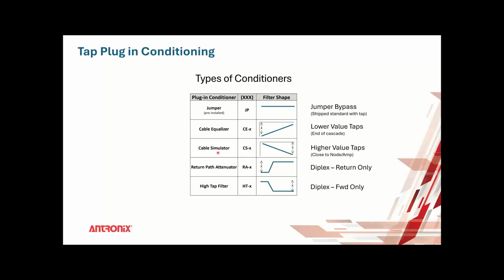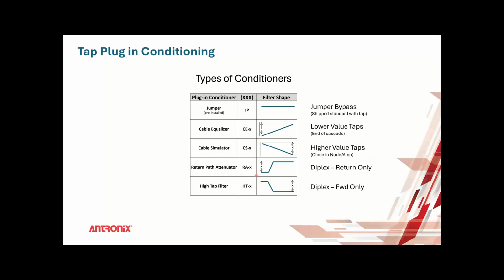A cable simulator is, as the name states, something that simulates cable response. Cable response has a downward slope: higher frequency has more loss. You can get different types of cable simulators at different dB values, depending on how much cable simulation you need. And these are typically used at higher value taps, close to the node or RAMP.